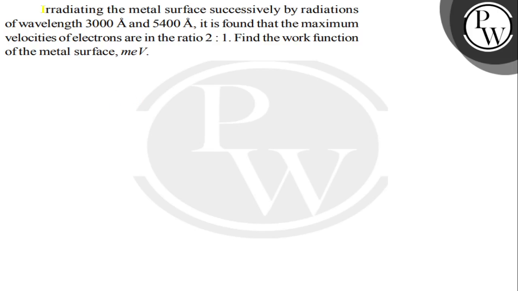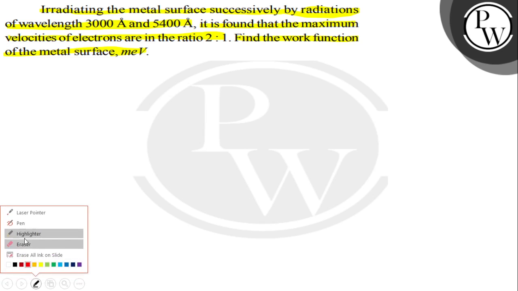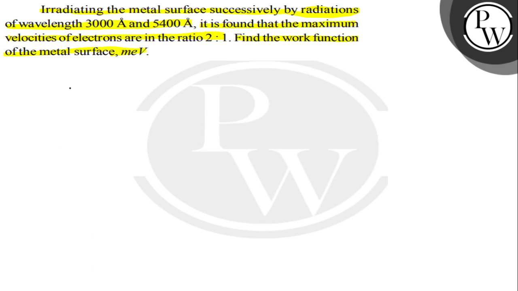The question says, irradiating the metal surface successively by radiations of wavelength 3000 Armstrong and 5400 Armstrong, it is found that the maximum velocities of electrons are in the ratio 2:1. We need to find the work function of the metal surface in milli electron volt. So in this question we can use Einstein photoelectric equation to get the value of work function.